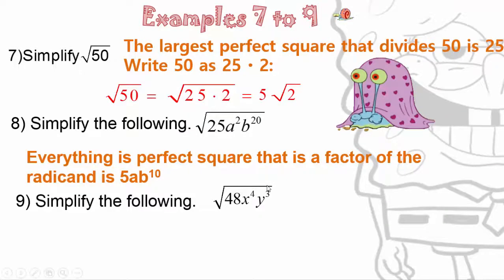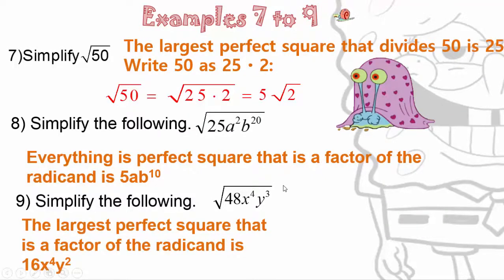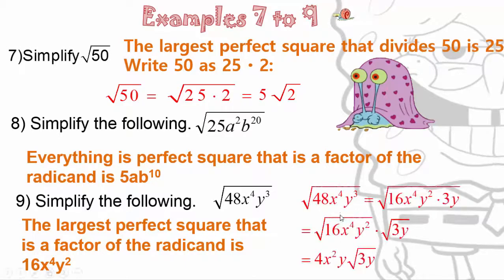Reviewing what I just did on the whiteboard, the largest perfect square that is a factor of the radicand is 16x to the 4th y squared. So here's the calculation that we did. We looked for the hidden perfect squares and then everything that was left over. The square root of 16 is 4, the square root of x to the 4th is x squared, the square root of y squared is y, and then 3y is what was left over, so that remains in the radical sign.